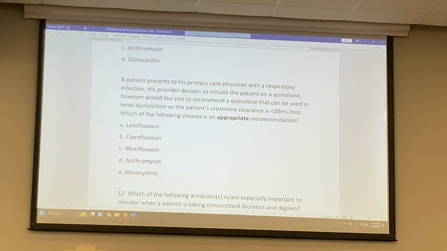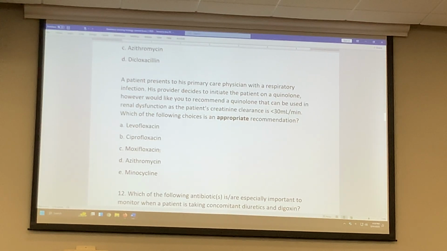What is this drug? Minocycline. Is it a quinolone? No, what is it? Tetracycline, right? So that's not a quinolone. Azithromycin, what is this? Macrolide, it's not a quinolone, right? Then we have levofloxacin and moxifloxacin, so 3 quinolones. Which one would be a good option?